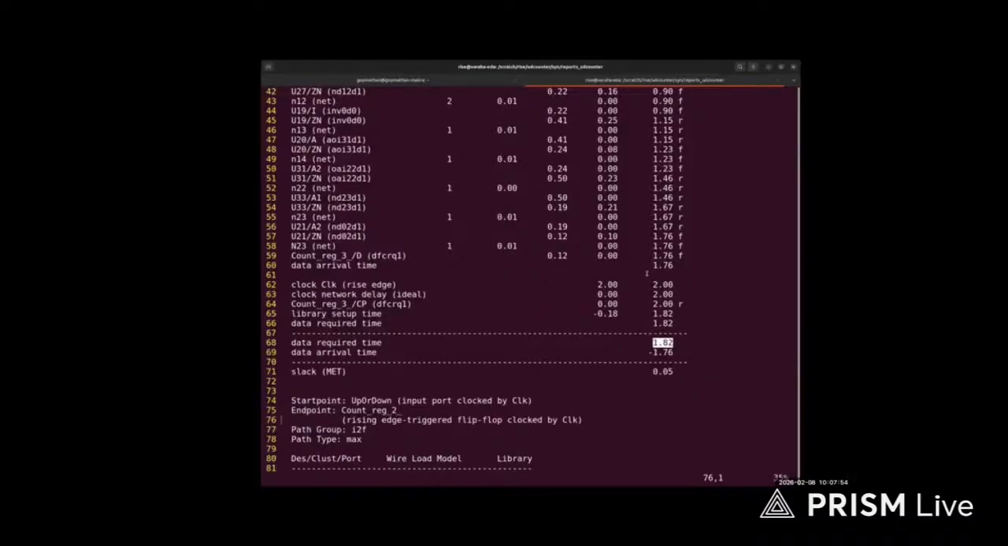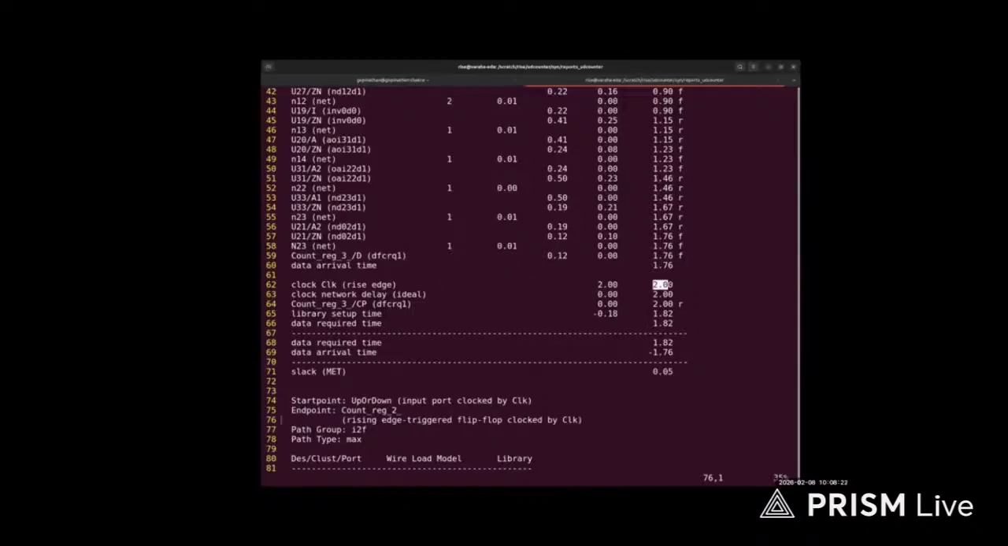And your arrival time is 1.76. So 1.76, and you have 0.82, you will have a negative slack, correct? Yes, sir. That means whatever you have specified in your timing constraint is not enough for your design to meet. So slack is not met and it is negative. Then you will have to increase the time period and see.